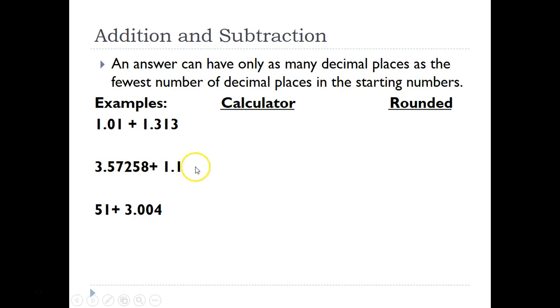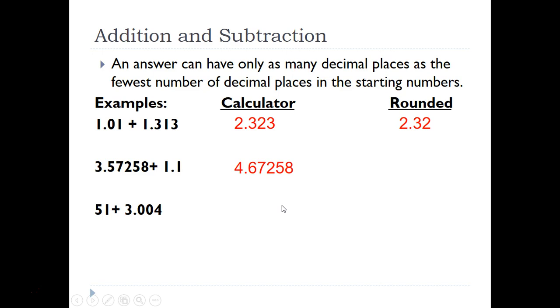So let's look at the first example, 1.01 plus 1.313. When I add those together in my calculator, it's going to tell me that the answer is 2.323. Now I have to look at both of the numbers I added together. 1.01 has 2 decimal places, and 1.313 has 3 decimal places, so we have to have 2 decimal places in our answer because 2 is a smaller number than 3. So when I round this, I'm going to round it to 2 decimal places. Since that number is less than 5, that 2 is going to stay as it is, and we'll round it to 2.32.